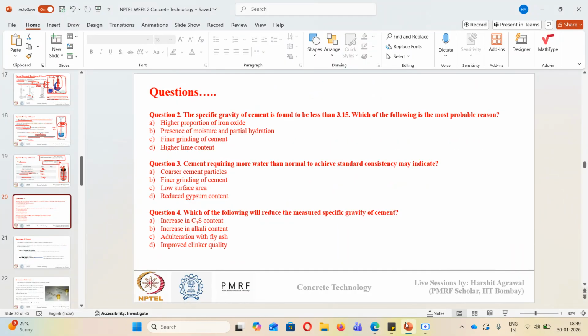What will be the answer for question number 2? The specific gravity of cement is found to be less than 3.15. Which of the following is the most probable reason? So, what can be the reason? For OPC my specific gravity should be 3.15. But suppose you got an OPC bag and you recorded specific gravity and it came out to be 2.9. Then what can be the probable reason for lower specific gravity? Can anyone tell me which option is correct?